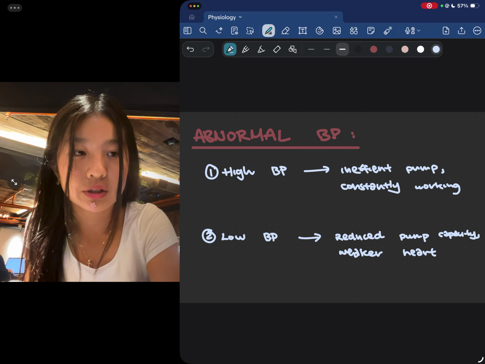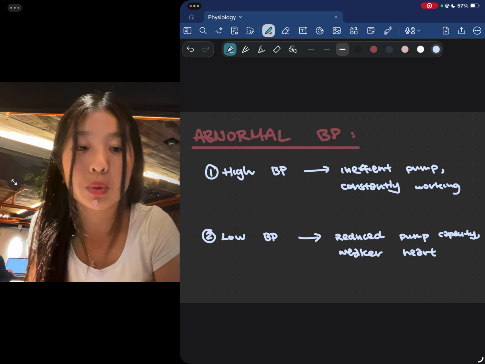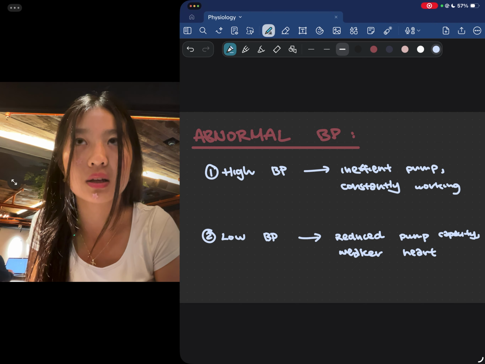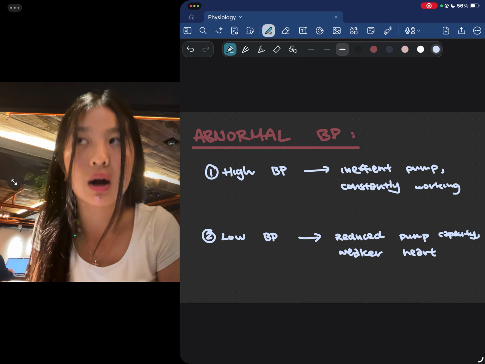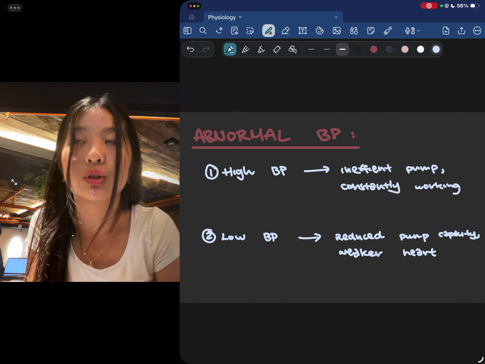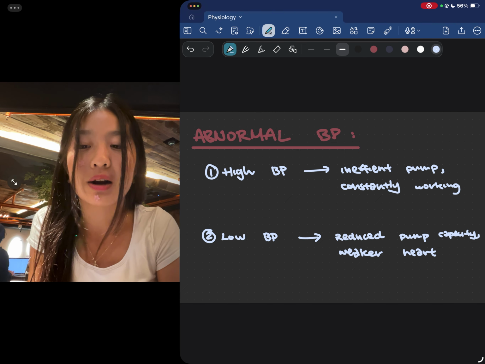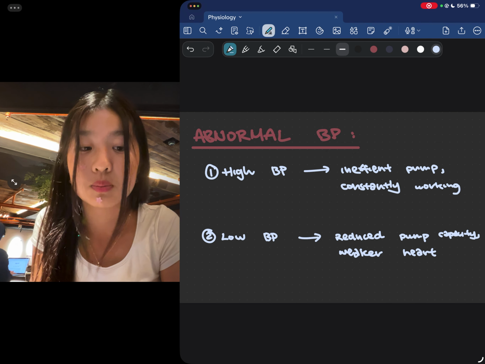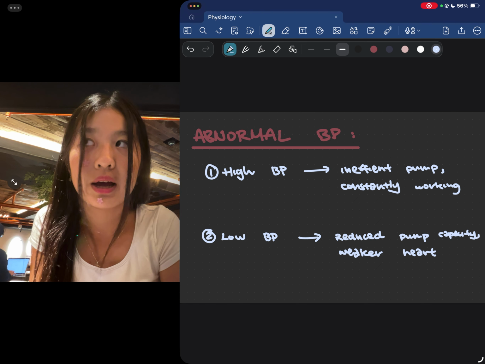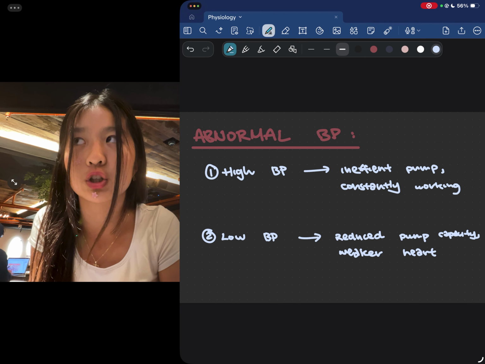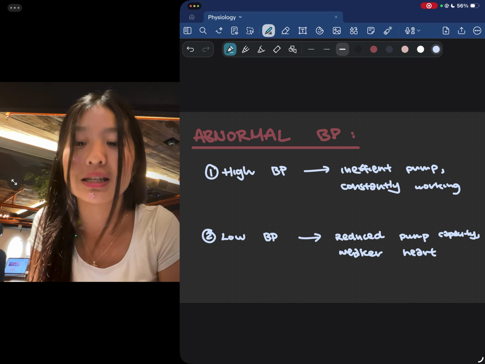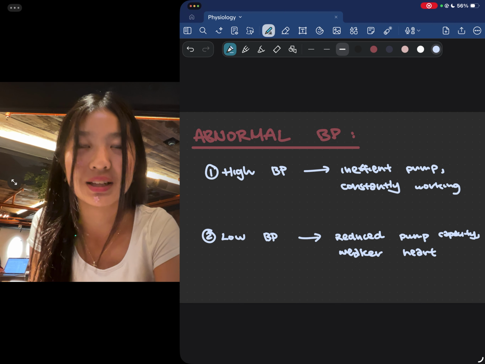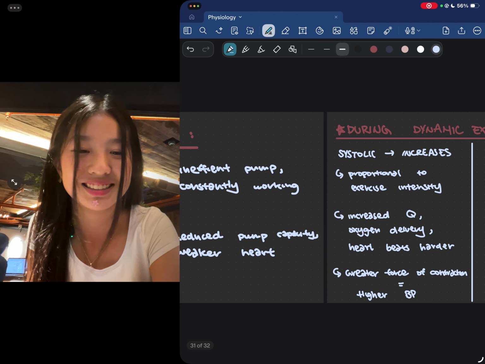So there are two cases of abnormal blood pressure. When we have high blood pressure, it means there's an inefficient pump and the heart is constantly working. This could just mean you have a weak heart and your heart muscles aren't strong enough to pump at an adequate stroke volume. And the other one is low blood pressure, which is when you have a reduced pump capacity and a weaker heart. In these cases, you could get a pacemaker attached to your heart, which helps pump your heart and circulate your blood better.